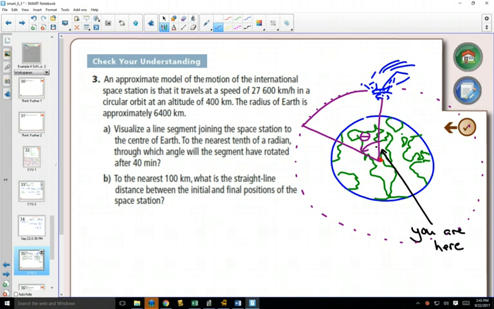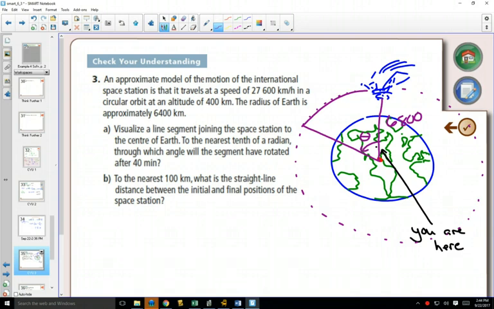So we're trying to find this angle, and what are the things that we know? Well, we know the radius is 6,800. Do we know the arc length, or could we figure that out? How far has it gone? We can, because we know how fast it's going, and we know how long it's gone.